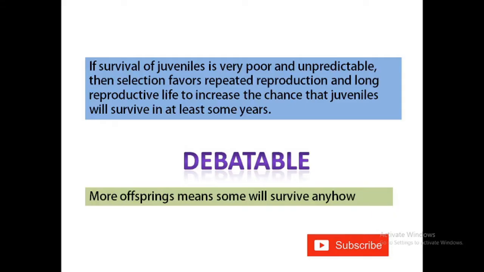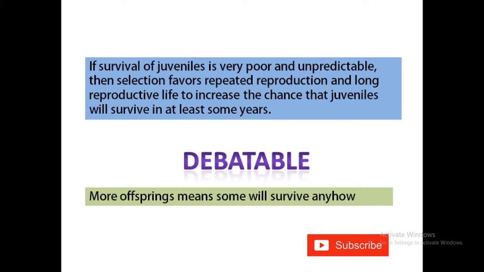So, why these strategies? Which one is better for an organism? It is a highly debatable point because if you produce hundreds of offspring, there are chances that some will survive. So maybe that's good for an unstable environment. But this point is arguable.